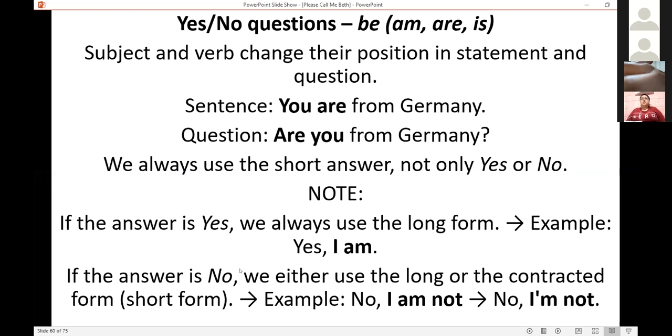Ok. Yes, no question. Be: I am, are, is. Subject and verb change their position in the statement and the question. Sentence: you are from Germany. Question: are you from Germany? We always use the short answers, not only yes or no. If the answer is yes, we always use the long form. Example, yes, I am. If the answer is no, we either use the long or the contracted form. Short form, example, no, I am not. No, I am not. La primera es no, I am not.